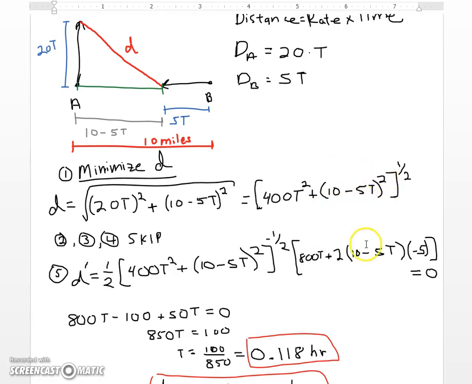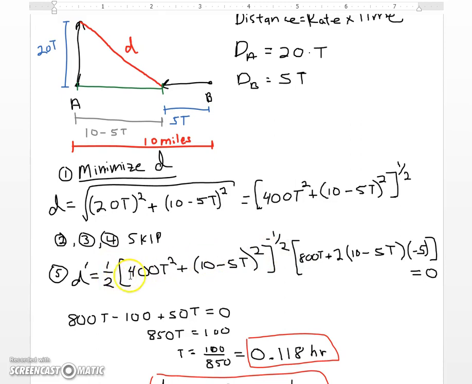Derivative of this part is the chain rule again. So bring that 2 to the front, subtract, then we take the derivative of the inside, which is -5. If we simplify this bracket, distribute the 2, distribute the -5, this is what we have. Now we set that equal to 0. We set this whole expression equal to 0.